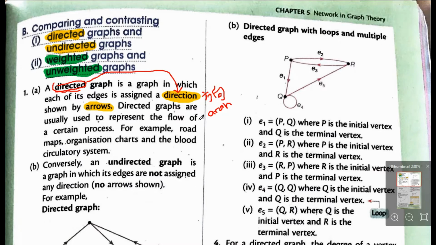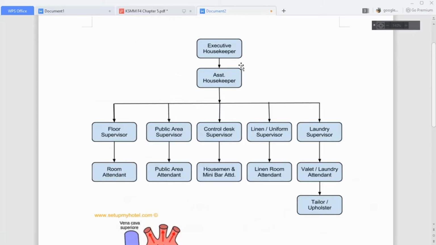For example, road maps, organization charts, and the blood circulatory system. Okay, let's look at this example. So this is a chart organization for a hotel. Okay, so you have executive housekeeper, followed by assistant housekeeper, and then followed by several supervisor. Okay, so this is an example of directed graph because you are given the arrow. So we know that this executive housekeeper has the highest position among all of them.